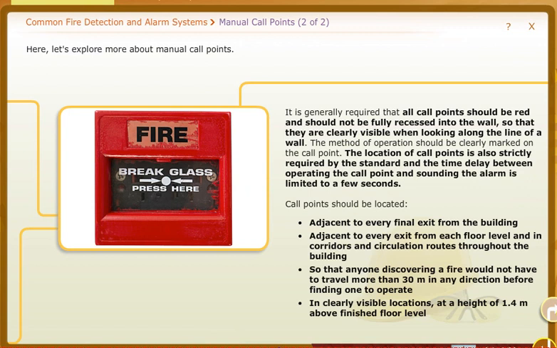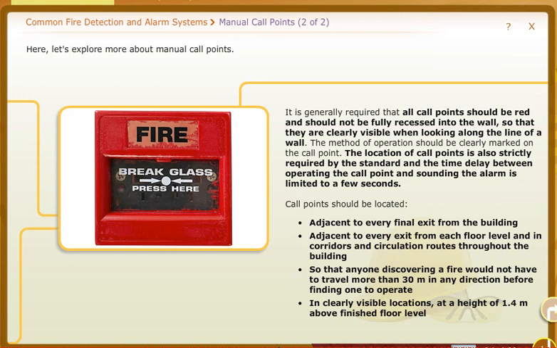Here, let's explore more about manual call points. It is generally required that all call points should be red and should not be fully recessed into the wall, so that they are clearly visible when looking along the line of a wall. The method of operation should be clearly marked on the call point. The location of call points is also strictly required by the standard, and the time delay between operating the call point and sounding the alarm is limited to a few seconds.